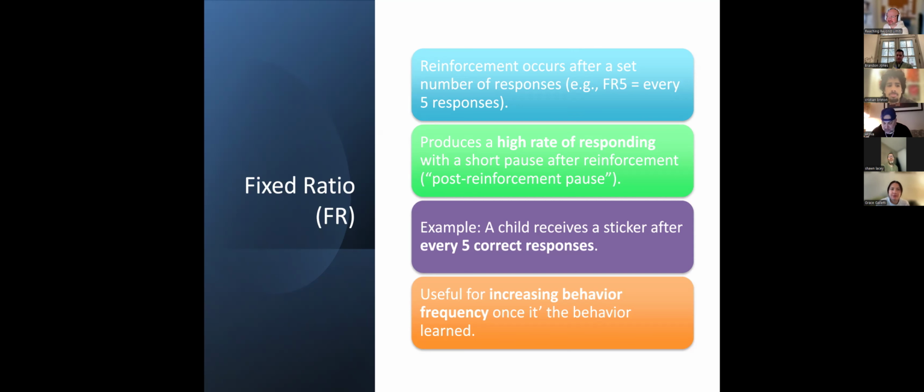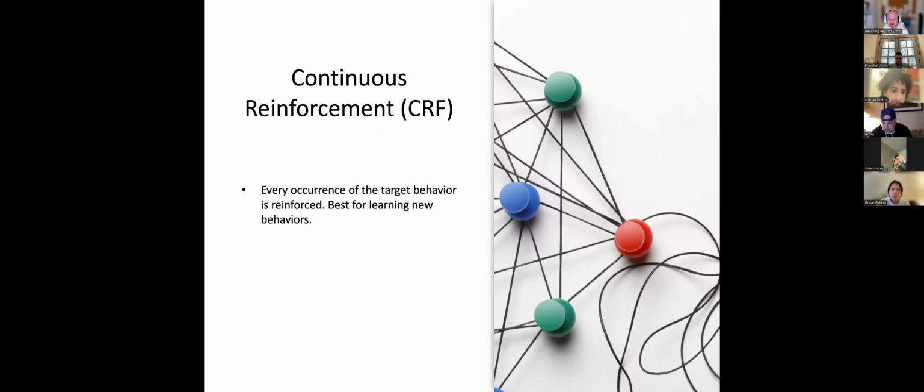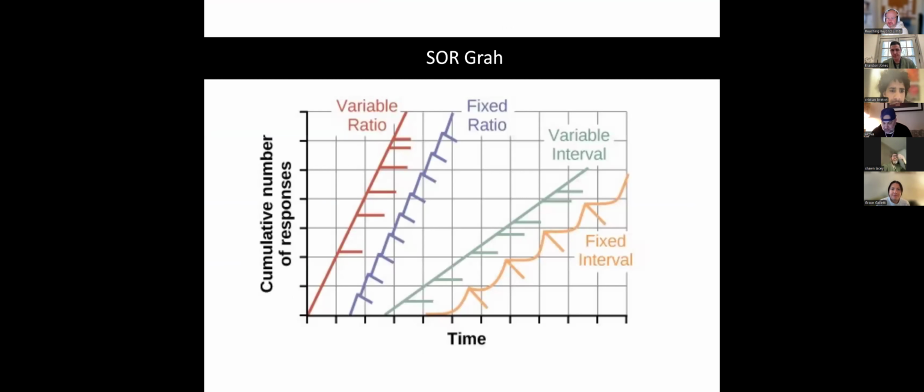Any questions about fixed ratios? So if we look on the graph quick, we're going to go back. We can see in blue the fixed ratio schedule, and we see the steeper level of slope, and each one of those sideways lines indicates that reinforcement has been delivered. We see steady, steep responding rates for a fixed ratio schedule, and also a short post-reinforcement pause where that line goes straight after reinforcement is delivered. So that's the fixed ratio schedule.